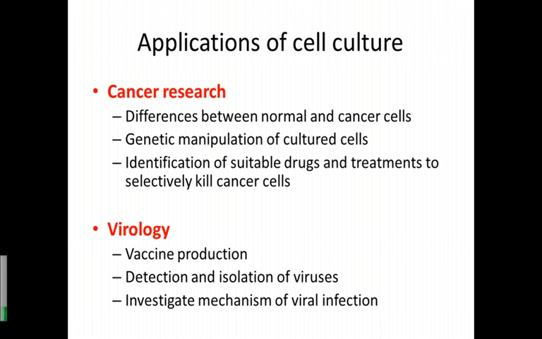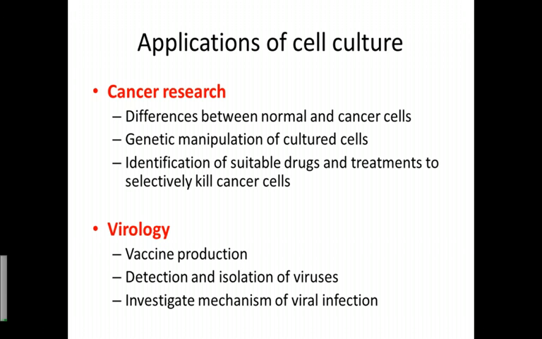So cells can also be used for cancer research. In this case, we can compare the differences between normal cells and cancer cells in terms of their gene and protein expression. We can also manipulate the cultured cells to express certain oncogenes, for example, and look at what the effects of these oncogenes are on the cells. Do they proliferate in a very rapid manner, or does it induce cell death?